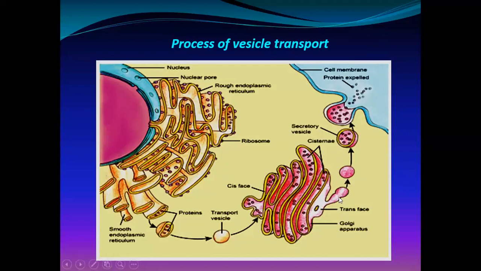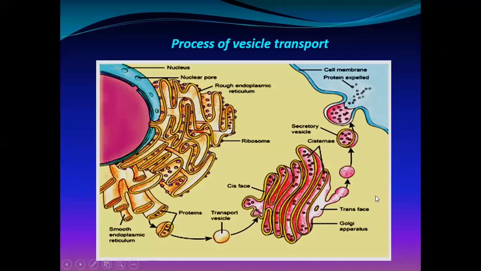Again, this protein undergoes post-translational modification in the Golgi apparatus, and then these proteins are packed in vesicles and bud out from the trans face. From the trans face of the Golgi apparatus, these vesicles go to the membrane. These are called secretory vesicles. They fuse with the membrane, and then the content is released. So the protein is now distributed out of the cell where it was synthesized, and it is exported.